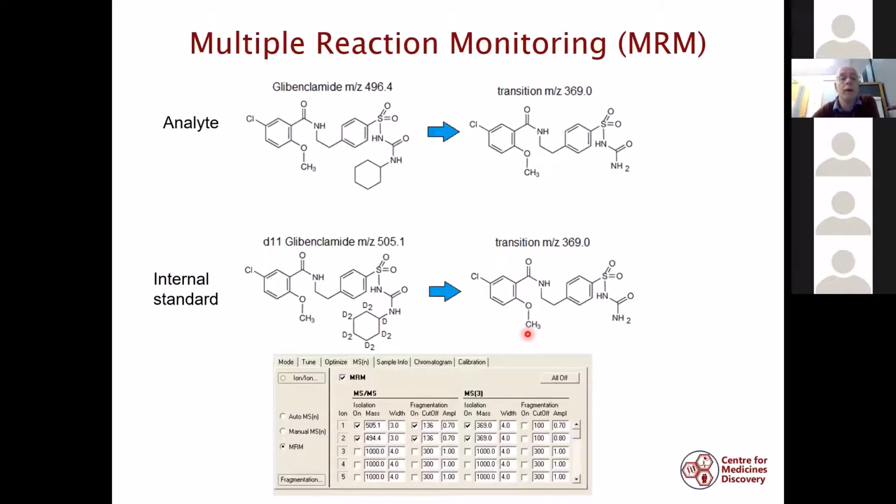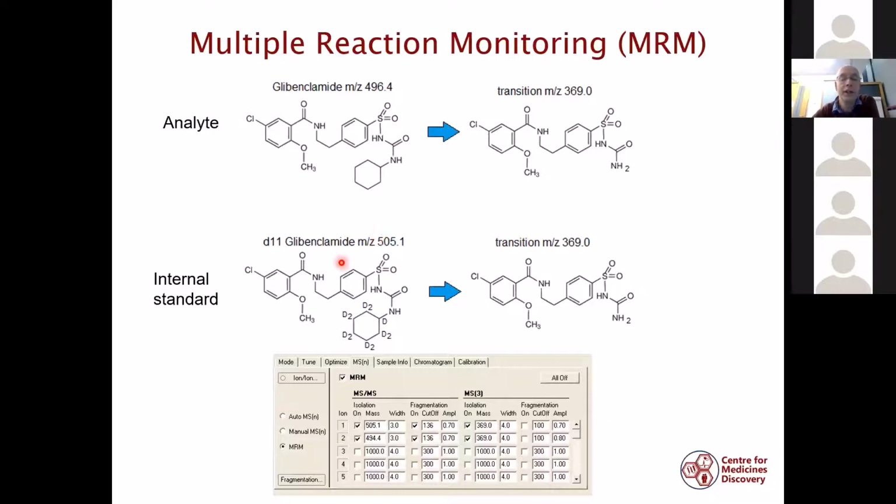So this is our analyte. This is glibenclamide. This is the parent ion mass, which is 496.4. So when we fragment it, there is a mass transition, so we lose this compound, and we end up with a transition mass of 369.0.